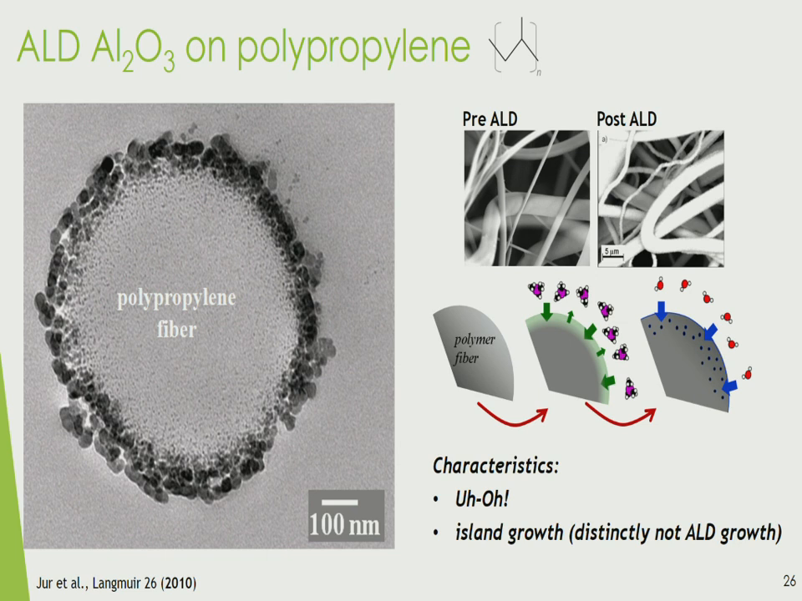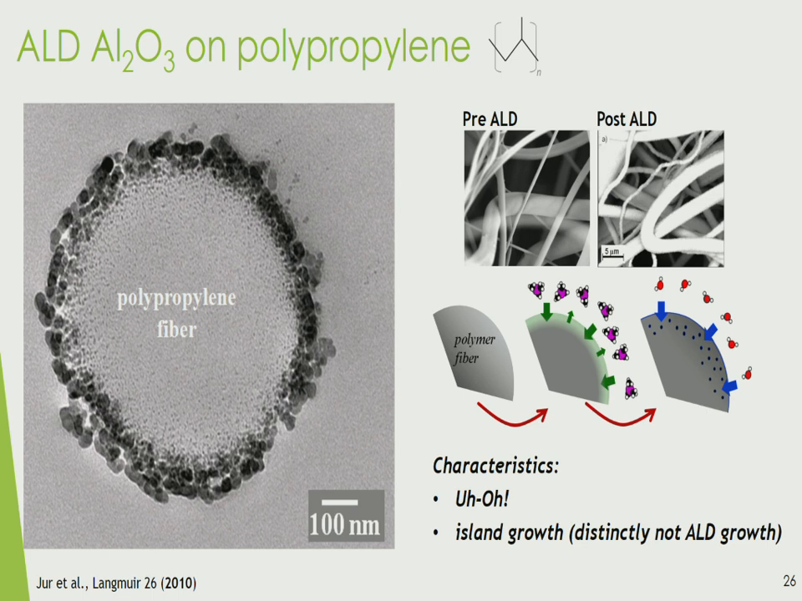So when you put something that has no reactive surface onto it, like polypropylene, so there's no OH or hydroxyl terminations here, you actually get penetration of the growth into the material. So you get these island formations here. And that's distinctly not ALD, right? This is actually more of a chemical vapor deposition process.